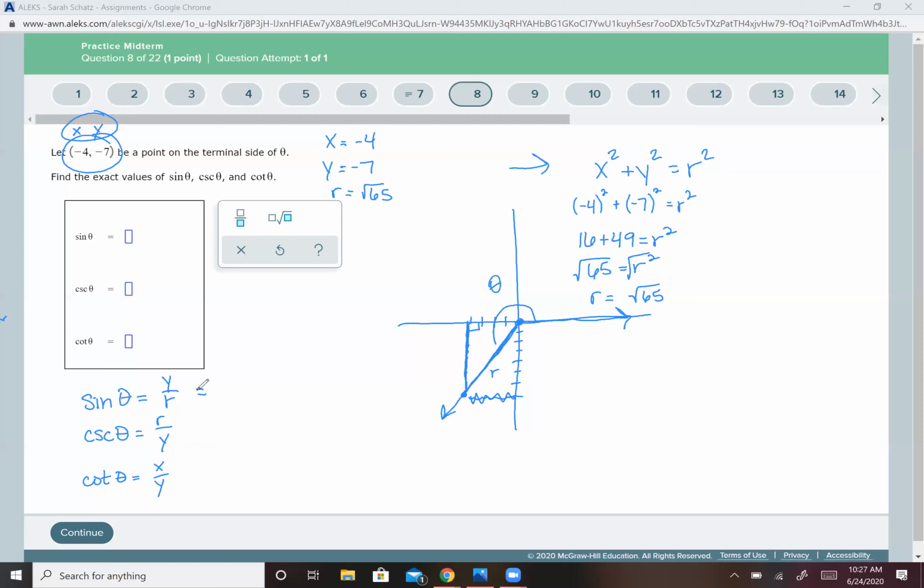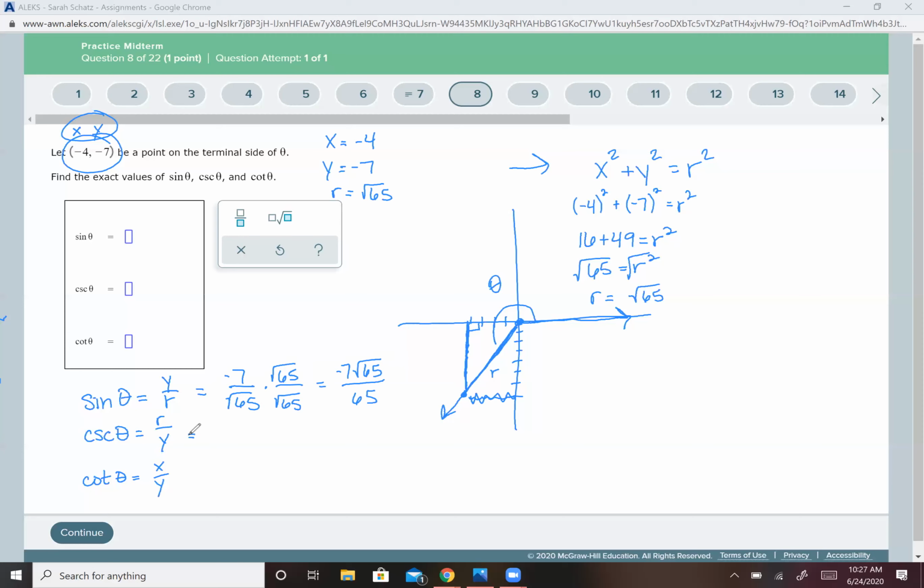So the sine of theta, y over r, will be -7 over root 65. But we know we can't leave it like that, so we are going to rationalize the denominator. So we end up with -7 square root 65 over 65. So that would be my answer for sine of theta.